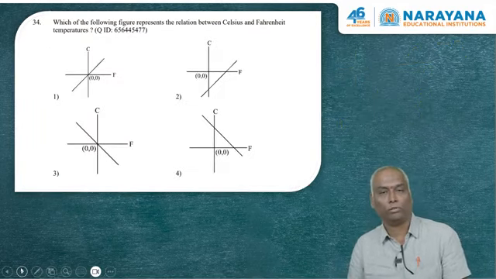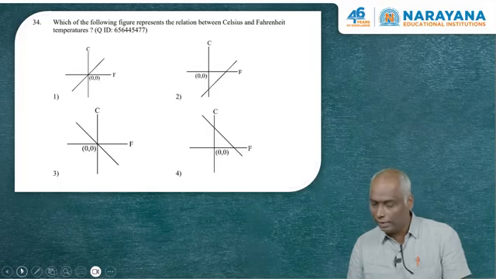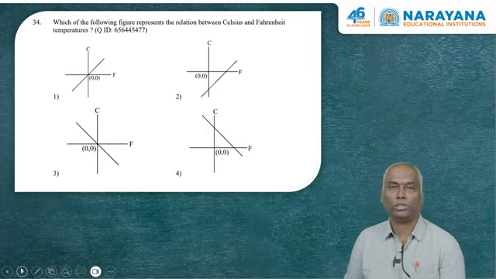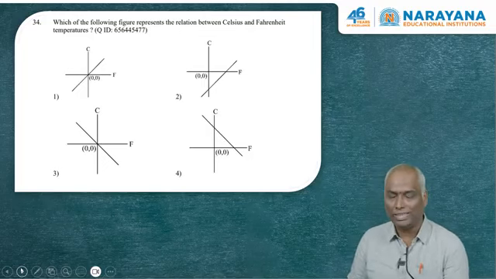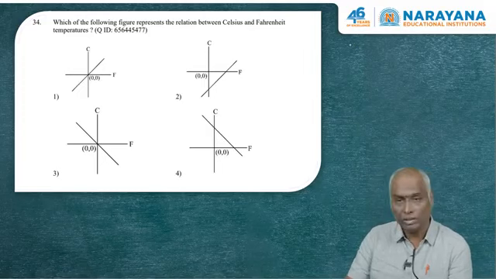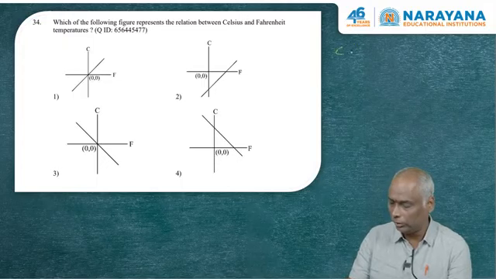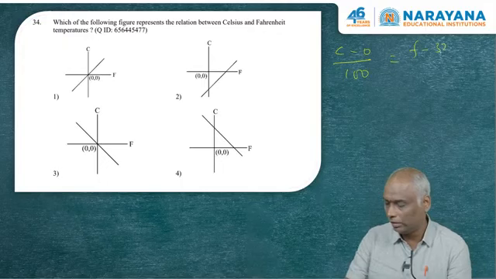Next, question number 34. Which of the following figures represents the relation between the Celsius and Fahrenheit temperatures? So a graph is drawn between the Fahrenheit and Celsius. If you want to draw the graph, first of all, we should know the relation between Celsius and Fahrenheit. According to the principle of thermometry, it's going to be (C minus 0) divided by the upper fixed point, which is 100 minus 0, that is 100, equals (F minus 32) divided by 180.